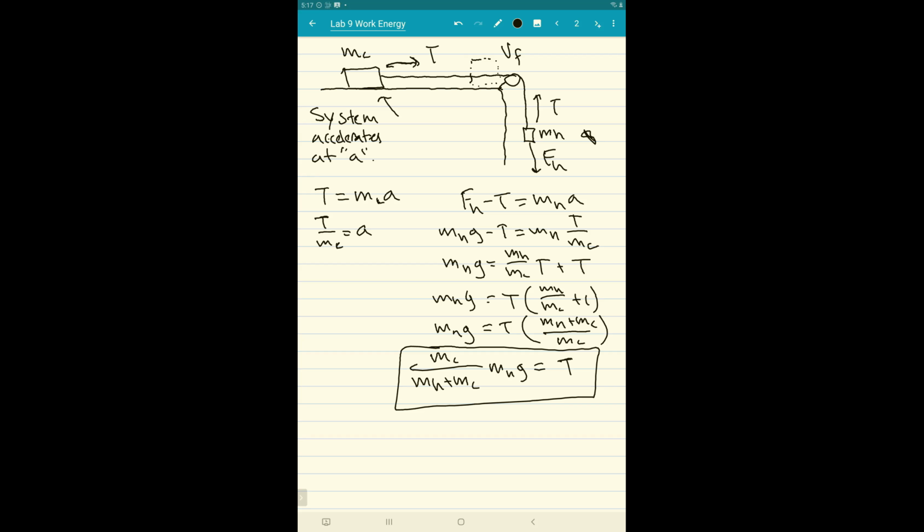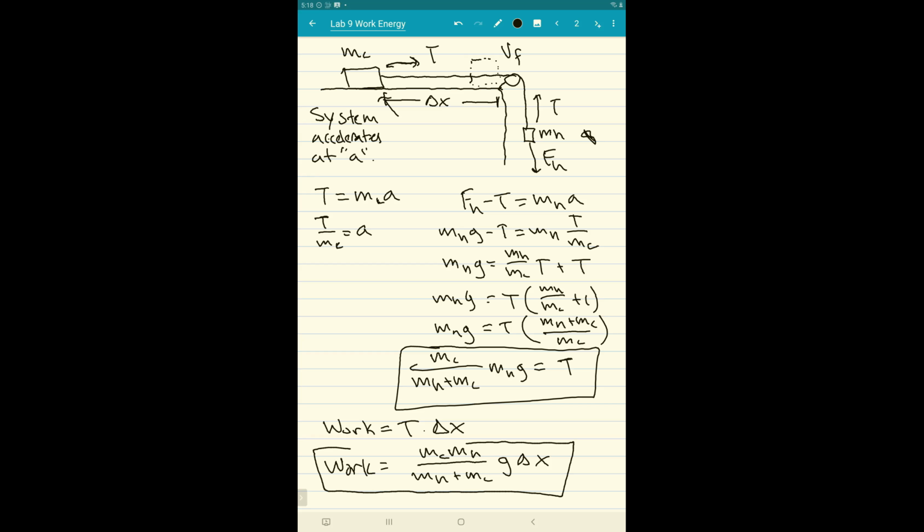Now, the way to calculate work here is we have some distance that we travel, delta x, our displacement, and our work is going to be the force applied multiplied by the distance. In this case, the force applied is T, and our distance is delta x. So the work is going to be this mc, I'll put the mh up there on top, over mh plus mc times G times delta x. That's going to be our work.